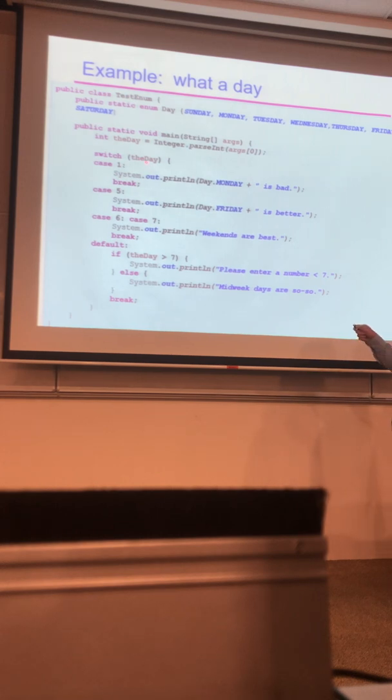After that, if the day is equal to 5, you System.out.println Day.Friday plus is better. Day to day, Friday is better. Followed by a break, you come out. After that, if the day is either equal to 6 or 7, I print out weekend are best. Followed by a break, I come out. Now if the day is greater than 7, I System.out.println please enter a number less than 7. Otherwise, I print out weekdays are so-so, right?